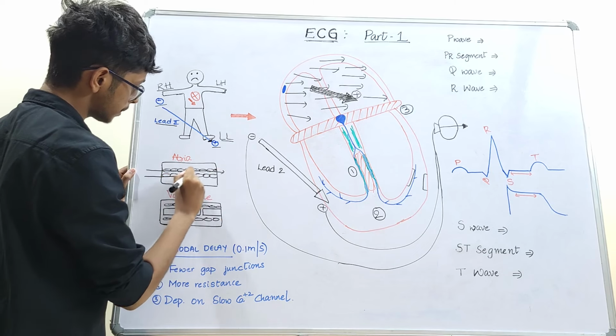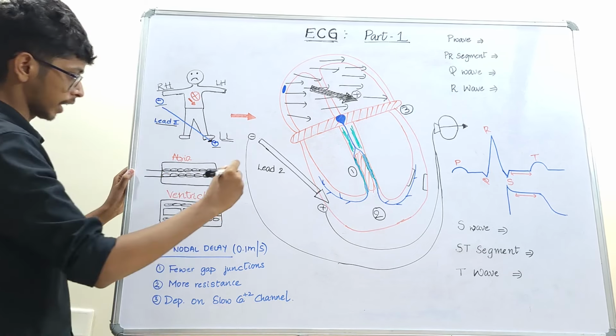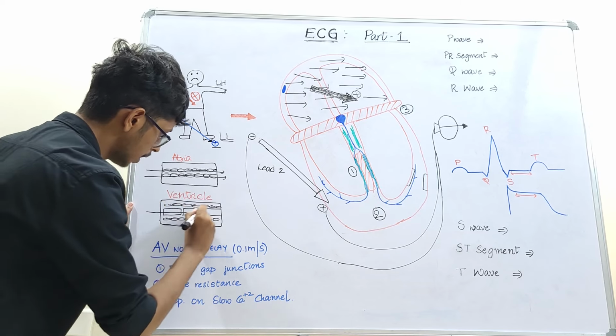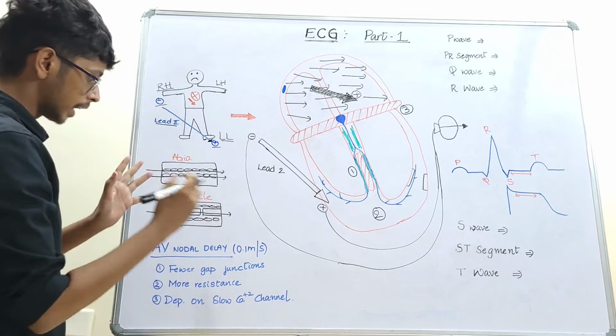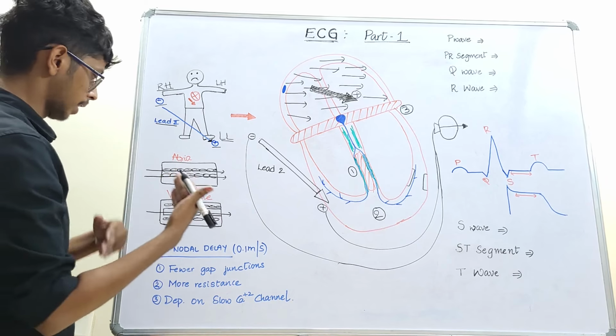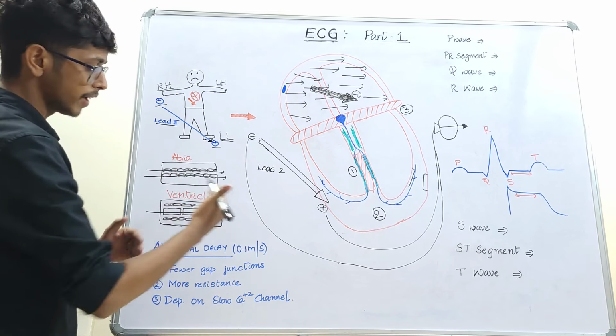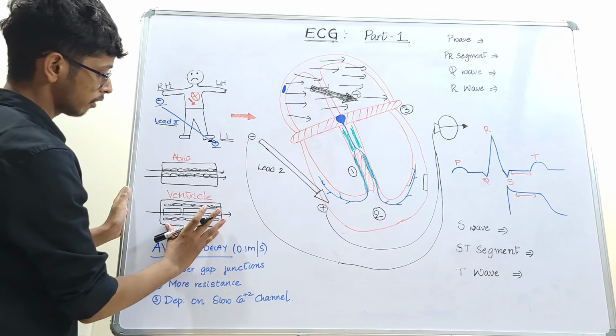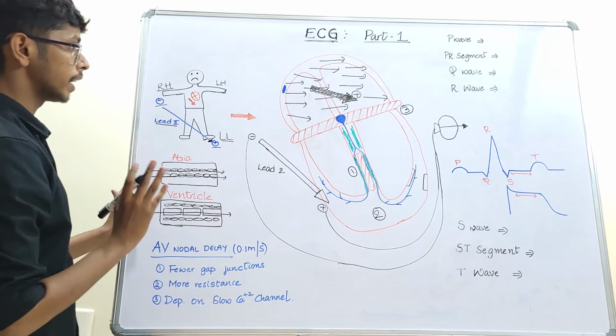There won't be any specialized cells in the atria like in the ventricles. Ventricles have specialized cells called the Purkinje system where the cells are large and the resistance acting against the current will be very less. As the resistance is less, the conduction velocity through the ventricle will be more when compared to the atria.